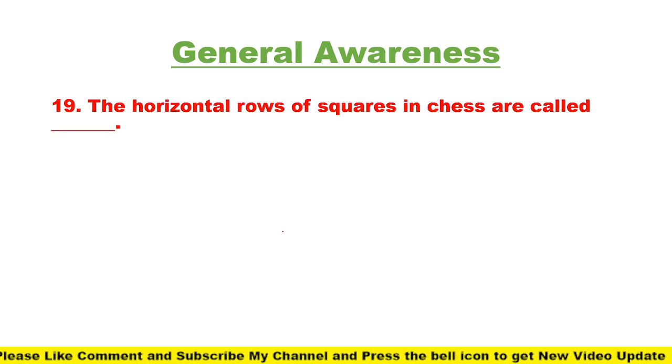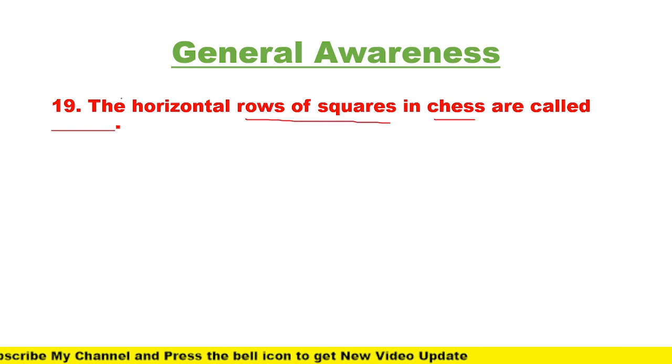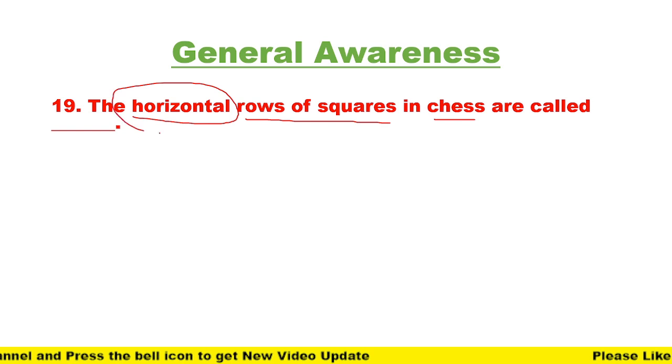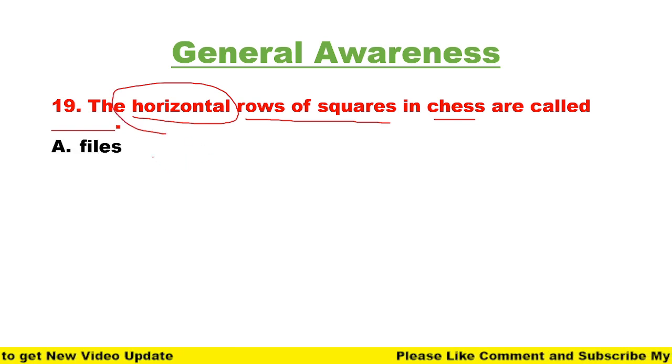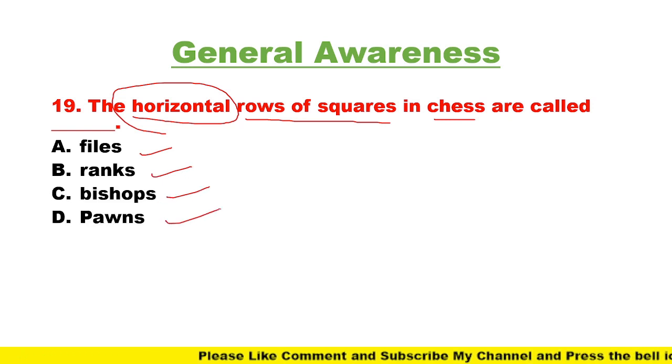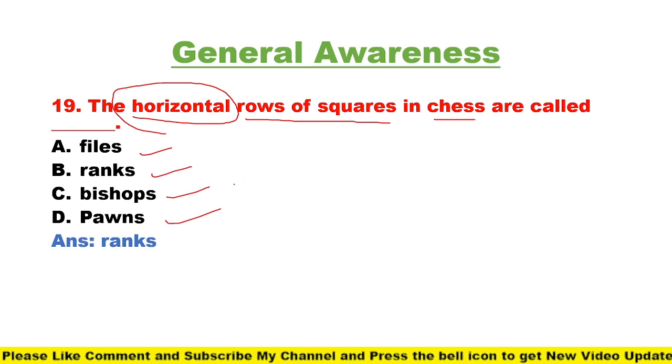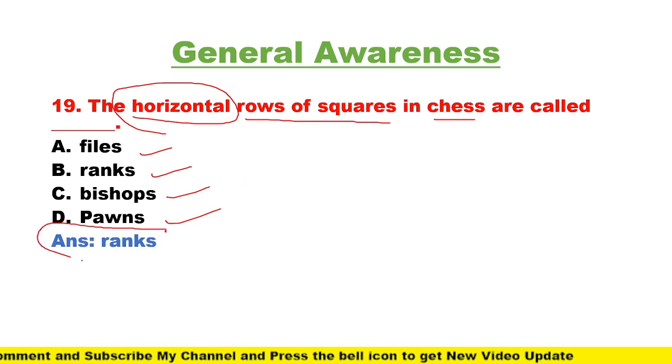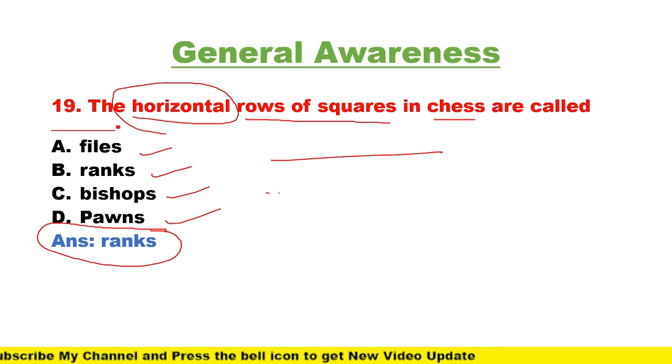Next, the horizontal rows of squares in chess. Here, horizontal rows of squares in chess are called, options: files, ranks, bishop, pawn. So the horizontal rows of squares in chess are called ranks.